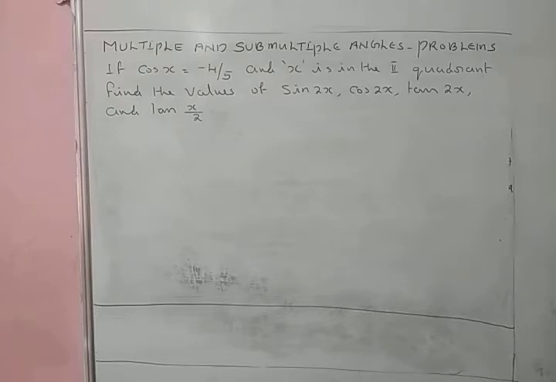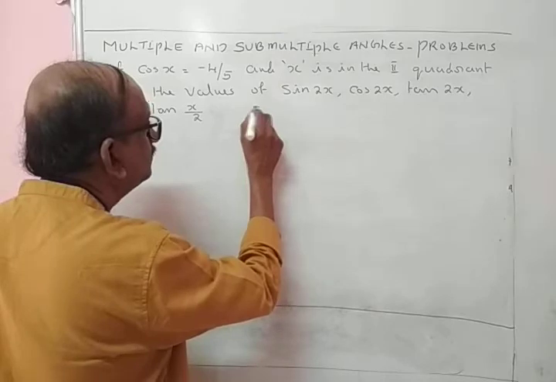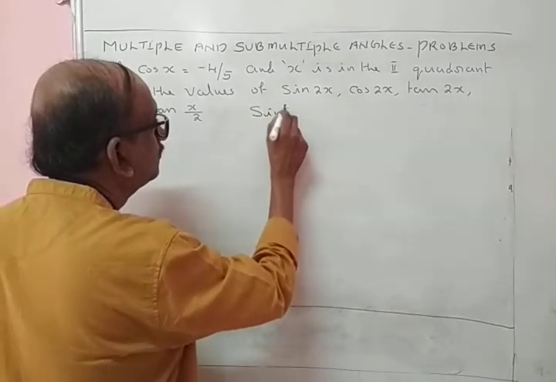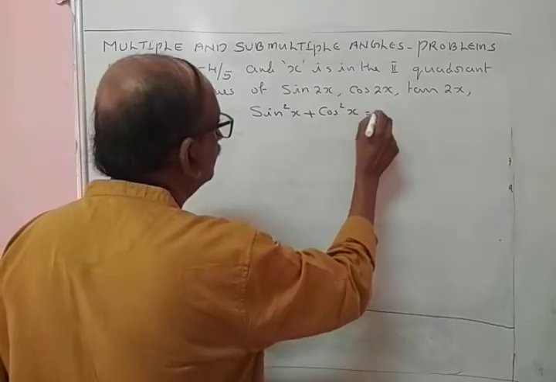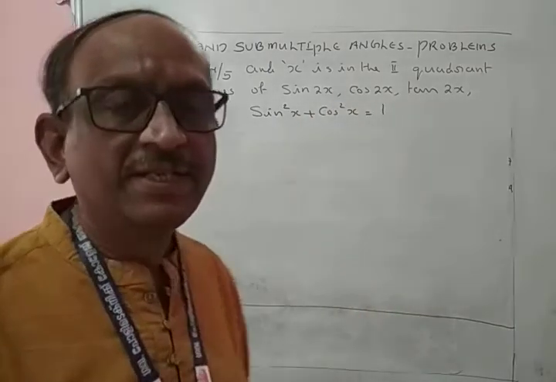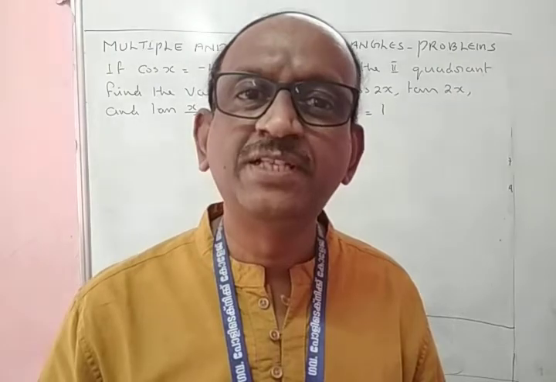We know that the formula for sin 2x is 2 sin x cos x. Here cos x is a given quantity, but sin x is unknown. First find sin x. We know that sin squared x plus cos squared x is equal to 1.